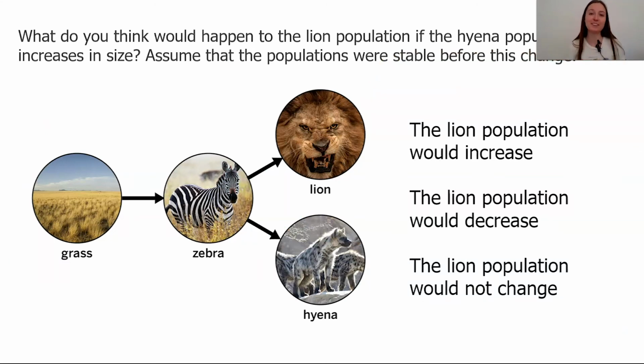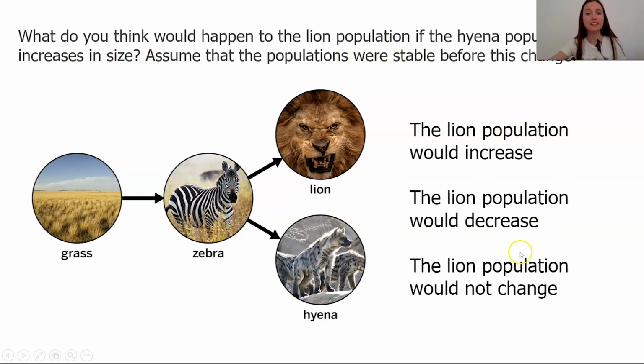Let's do a quick review of what we learned last time. Last time we started to think about this new type of relationship called competition. Let's put our thinking to the test with this scenario of the lion, the hyena, the zebra, and the grass. What do you think would happen to the lion population if the hyena population increases in size? Assume that the populations were stable before this change.